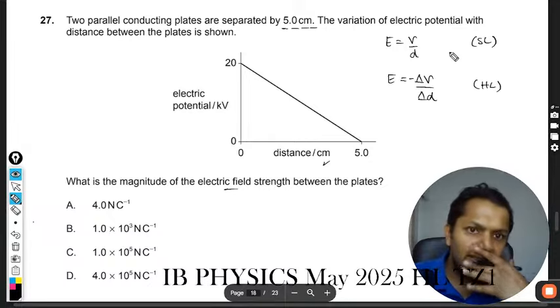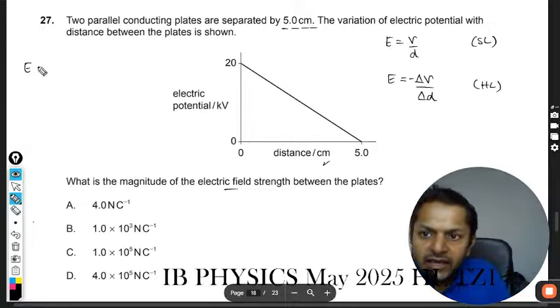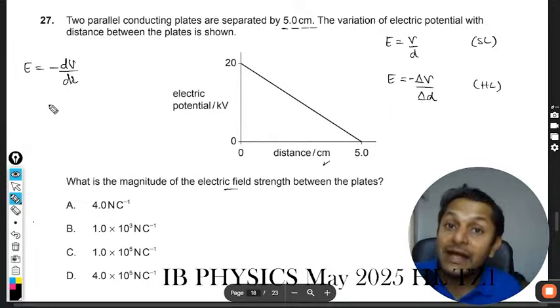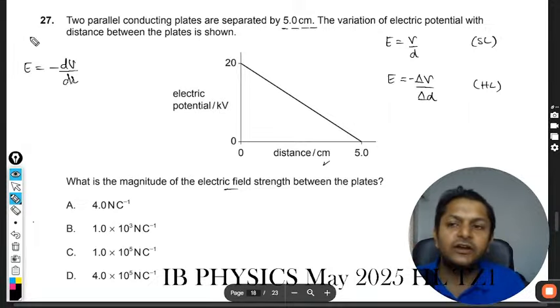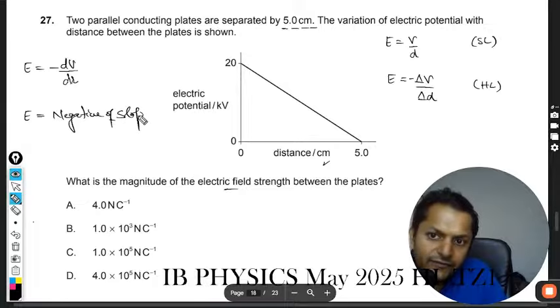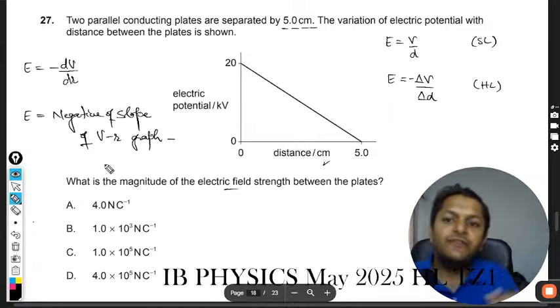But what is the formula and the concept that we are going to use here? E is equal to negative of dV by dr. Now, you have done a bit of calculus in your maths AAHL, so you already know what I have written there. E is equal to negative dV by dr. I can say that the electric field intensity is equal to the negative of the slope of the V-r graph or V-d graph.